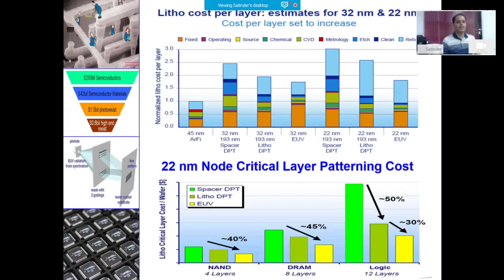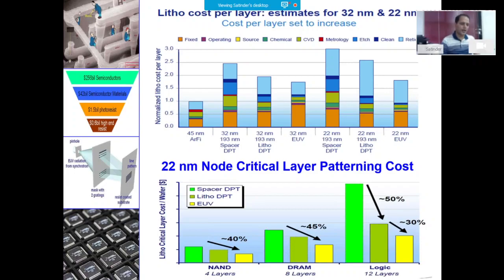It is well established conceptually, and the understanding is also clear, that this EUV is going to be really beneficial compared to other competitors. You can see that even at the 22 nanometer technology node, the cost is very much less compared to 193. So the litho critical layer cost per wafer is also going to be reduced.